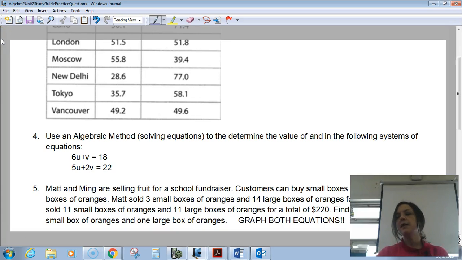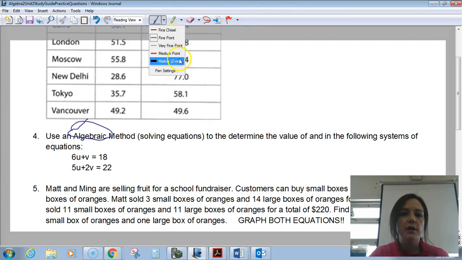This next one says use an algebraic method to determine the value of the following systems of equations. So look at this. It's all set up. To use an algebraic method means for sure you're going to have to show your work, okay? So we could do elimination or we could do substitution.